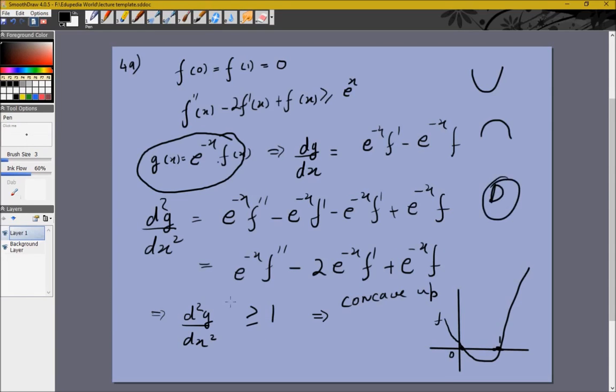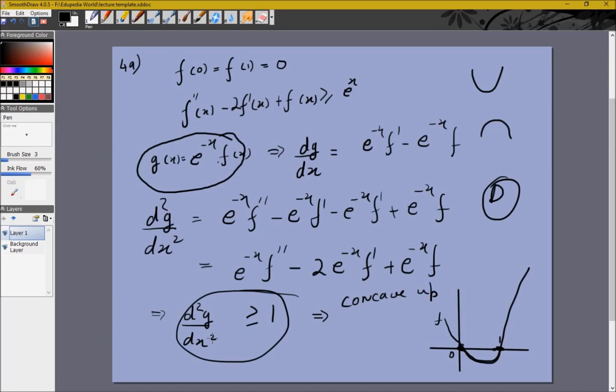I repeat, this tells us that it is concave upwards. If a function is concave upwards and 0 at 2 points, then between those 2 points it has to be negative. If f(x) is always concave upwards, that is what is given to us.